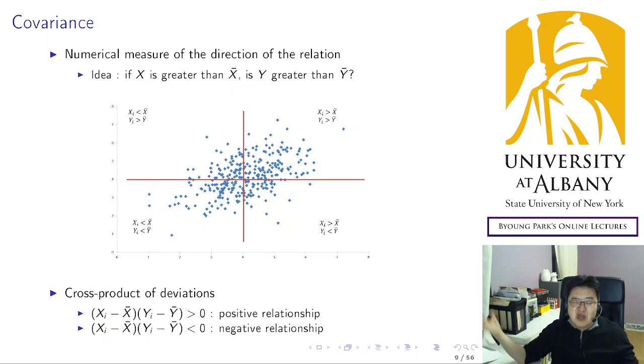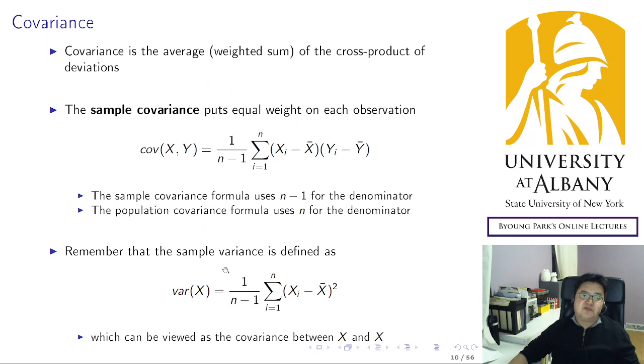Therefore, we are going to average them. If the average is positive, we will say the positive relationship is dominant, so the overall relationship is positive. If their average is negative, then the overall relationship is more toward negative. This is the idea of how we quantify the direction of the relationship.